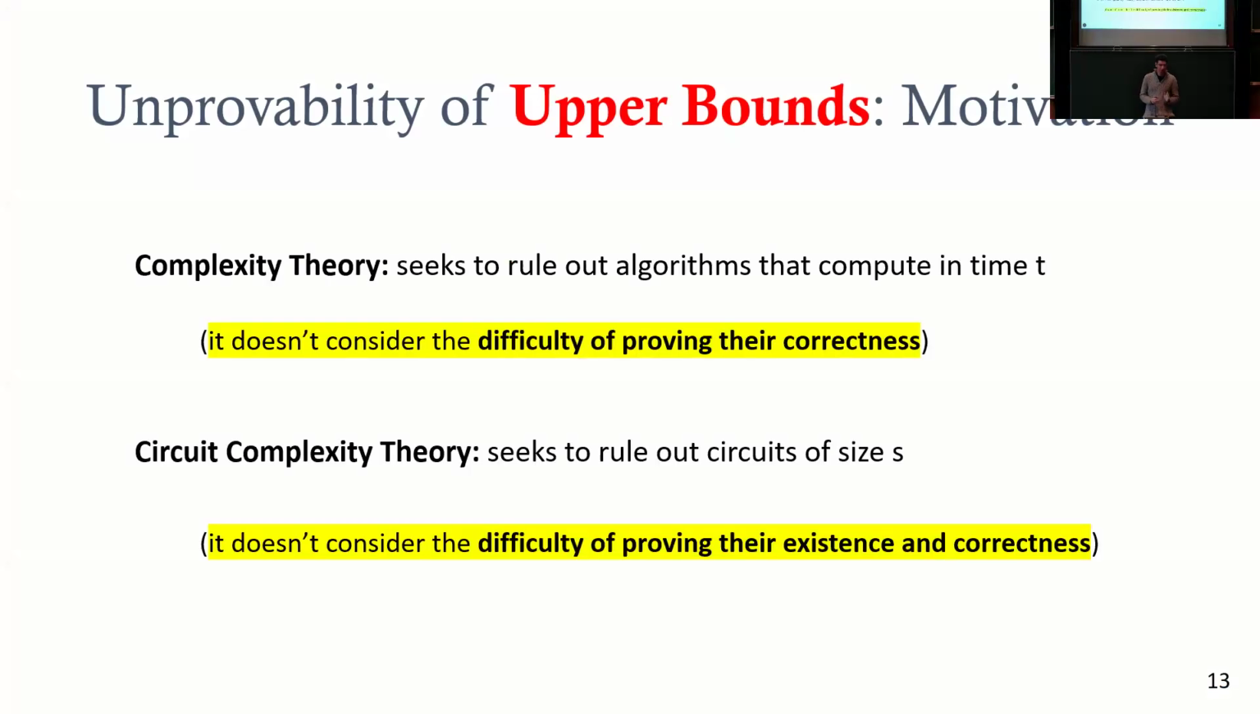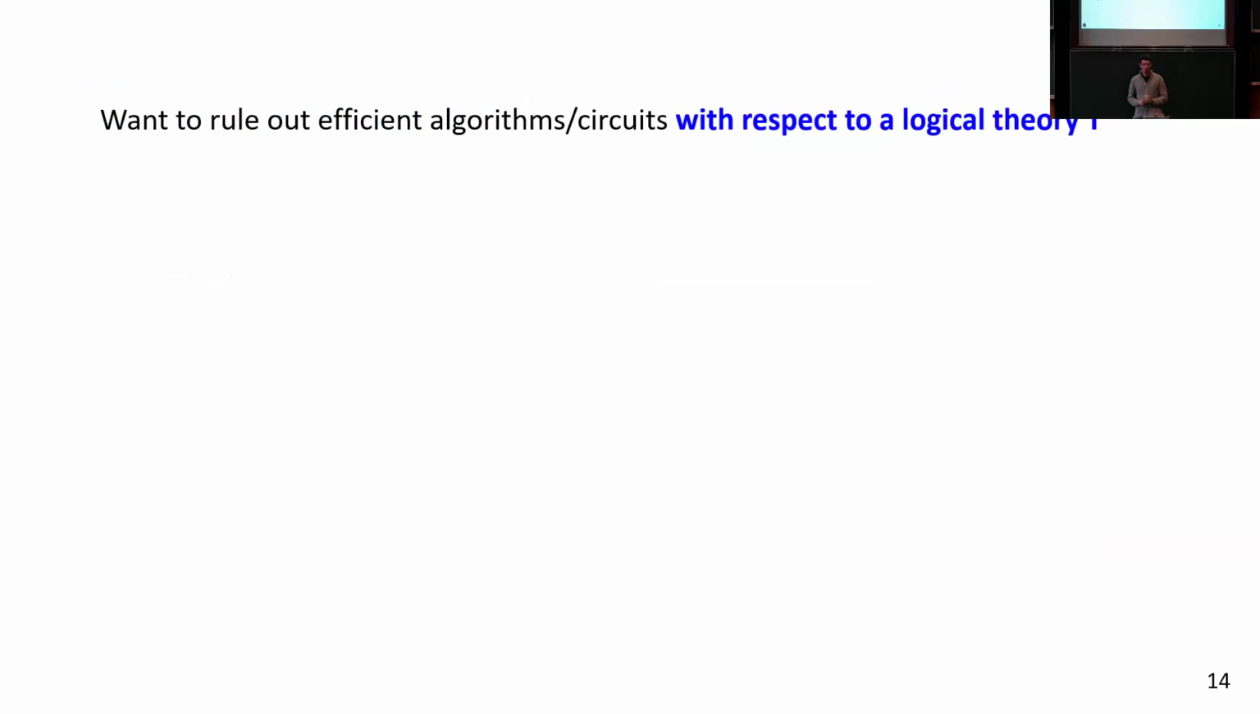The usual setting of complexity theory and circuit complexity is that we have some computational problem we care about, and we want to understand, does this problem have a fast algorithm or a small circuit? In this theory, we never talk about the actual complexity of proving that the algorithm is correct or establishing the correctness of a circuit. So what we would like to do here is to have an extension of the original complexity theory so that we care not only about the running time or the size, but also about the complexity of showing that things are correct. More specifically, we want to rule out algorithms and small circuits with respect to a given logical theory.